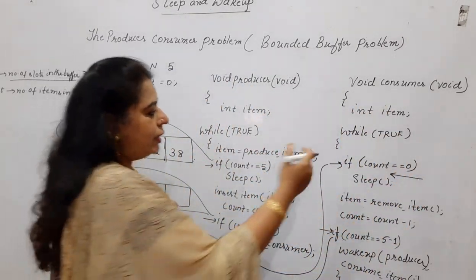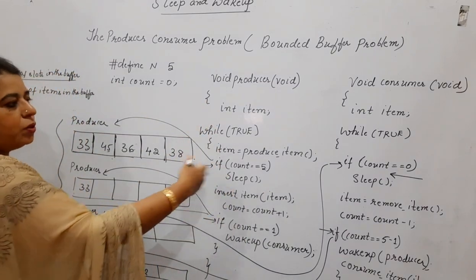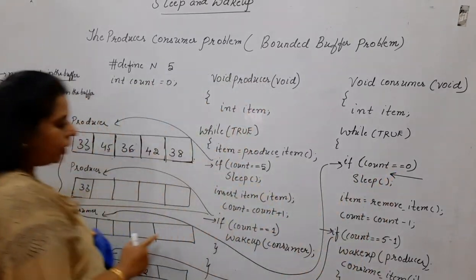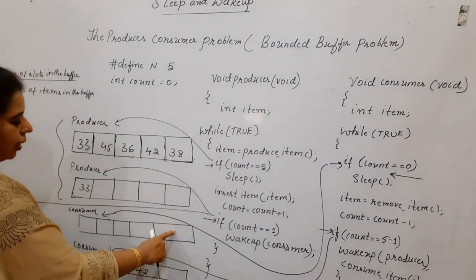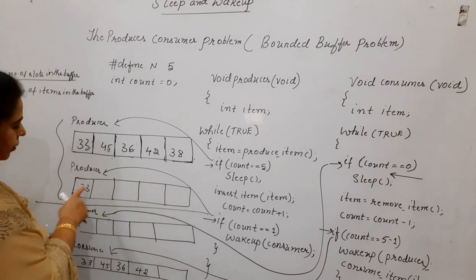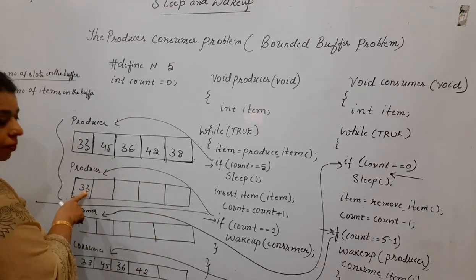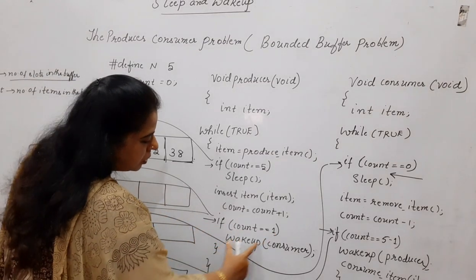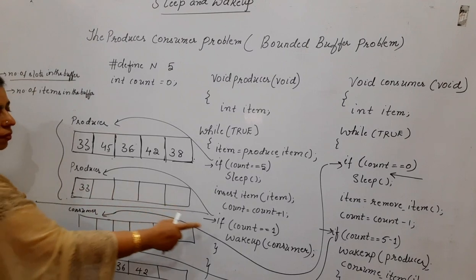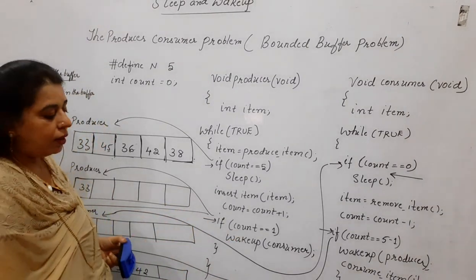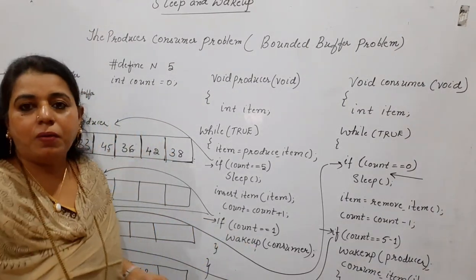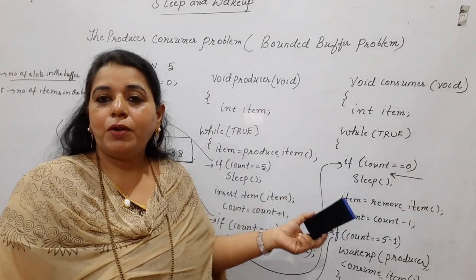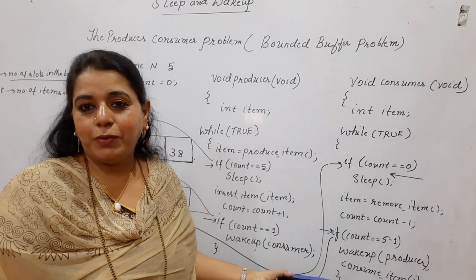Fine. Then what happens, these two processes are running parallelly. Context switching has happened at this point when count is equal to 0. But now the producer has started producing the items. The producer has produced one item. Soon after it produces one item, its job is to wake up the consumer. This wake up signal is lost now because the process is preempted here. The consumer is not able to get this wake up signal from the producer.